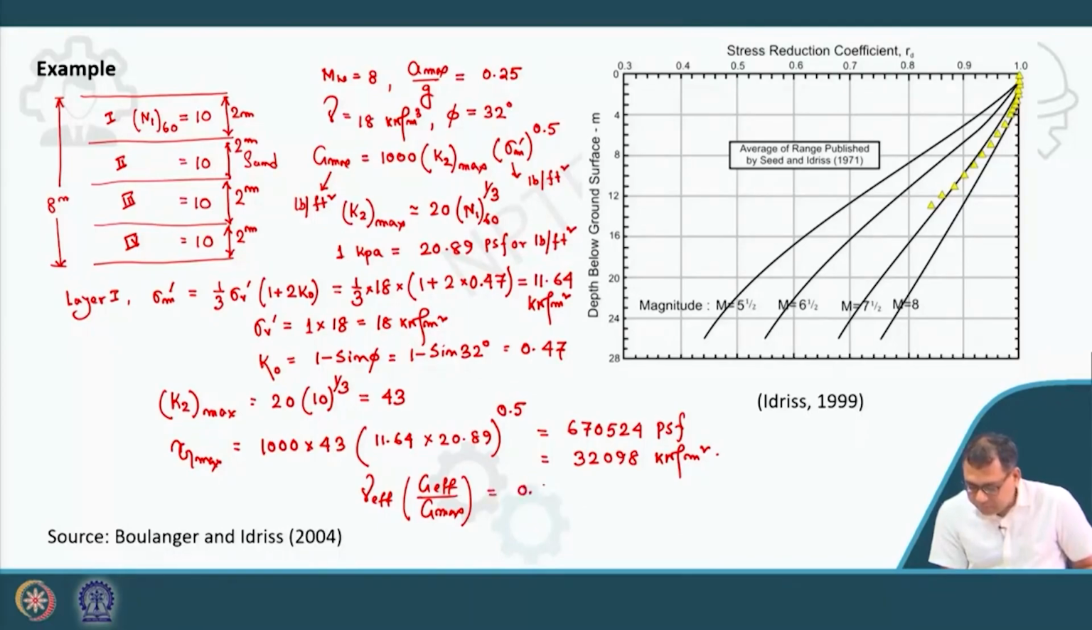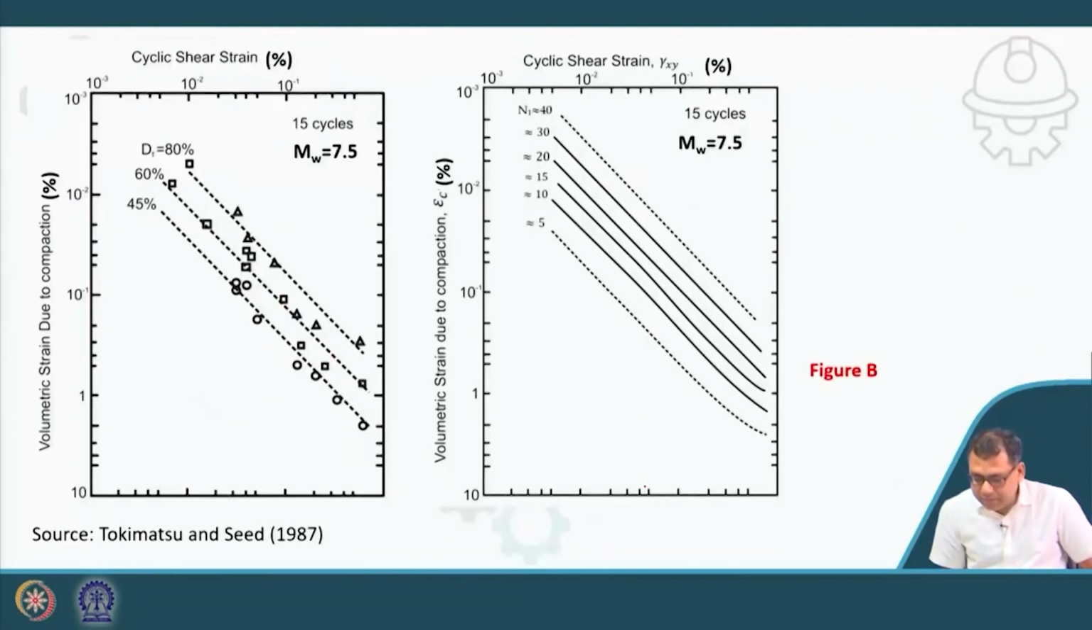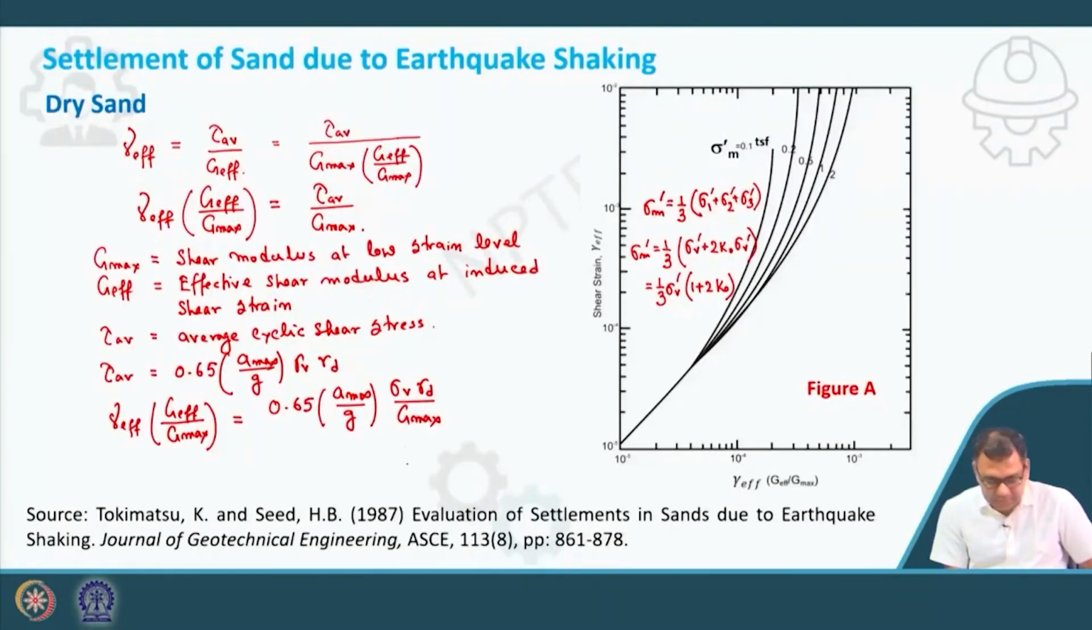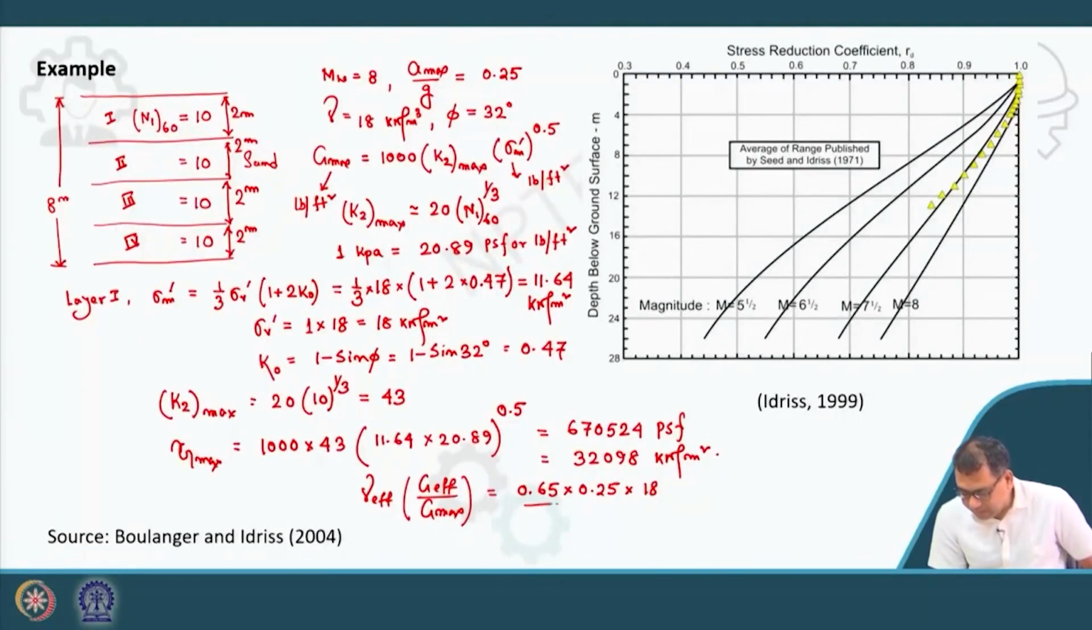So 0.65 A max by g is 0.25. Then sigma V is 18 here, and divided by G max, which is 32098, and the RD value. So what is the depth? Depth is 1 meter. So this is the chart I am taking for M equal to, or Mw equal to 8. So RD up to 3 meter it is 1. So for 1 meter it will be 1 itself.